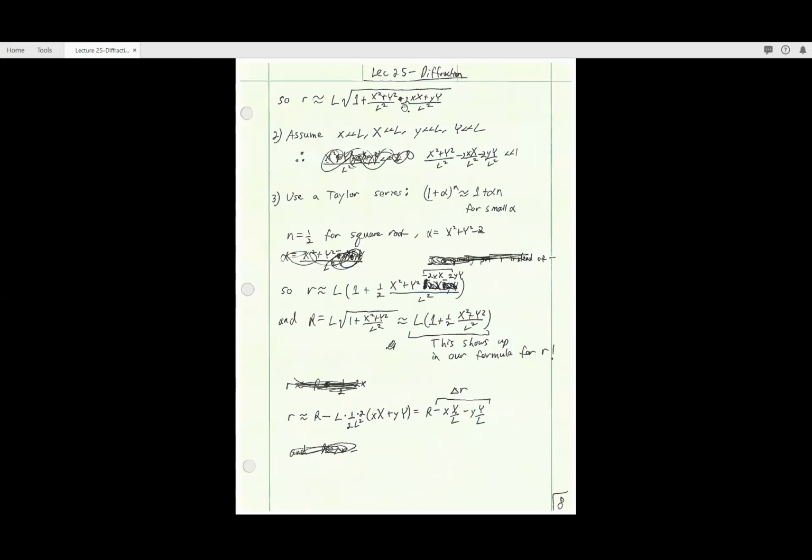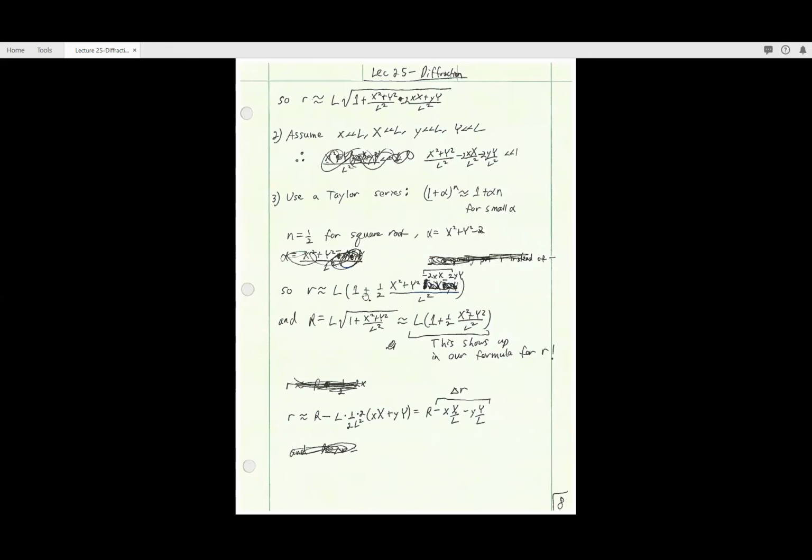All right, so we get this, and this is supposed to be a -2 over here. And we're going to, again, make those assumptions. We're going to use a Taylor series. We're going to assume that all of this stuff here is much less than 1. So we can use the Taylor series for 1 plus alpha to the n when alpha is small. 1 plus alpha to the n is 1 plus alpha n. And if we're taking a square root, n is 1/2. And then alpha will be either big X squared plus big Y squared, or all of that -2 times these terms.